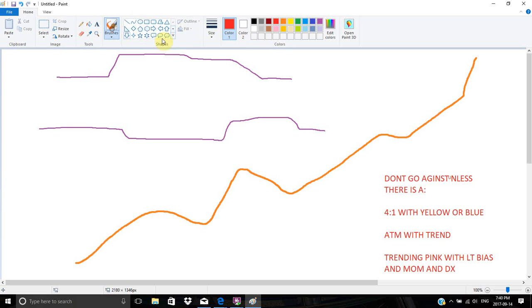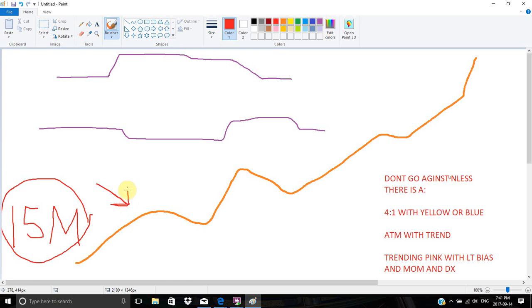Let's find the brushes. Alright, we're going to say this is the, actually I like red, we're going to say this is the 15 minute. So here's a 15-minute orange road. Right here, from here all the way to here, we see a very clear uptrend. Very, very simple. It's not going to be perfect, but okay.